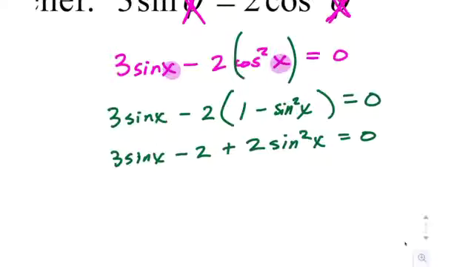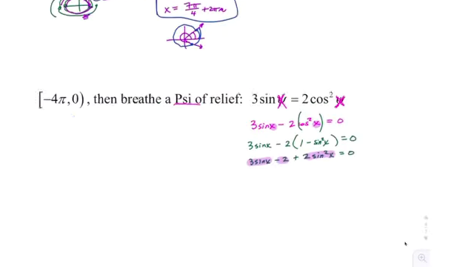So now I have two terms with sine in it, but that constant ruins the common factor for me. But what do you notice? I have a squared term, a non-squared term, and a constant. And have we seen that already today?